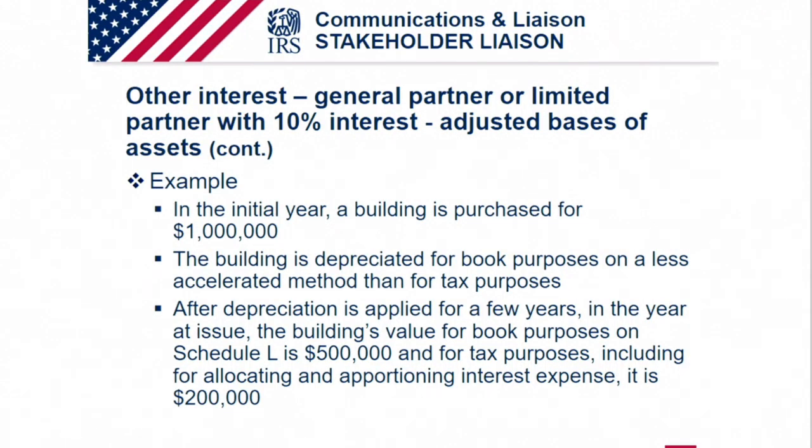So, for example, in the initial tax year, a building is purchased for $1 million, and the building is depreciated for book purposes on a less accelerated method than for tax purposes. Then, after depreciation is applied for a few years, in the year at issue, the building's value for book purposes on Schedule L is $500,000, but for tax purposes, including for allocating and apportioning interest expense, it could be $200,000.